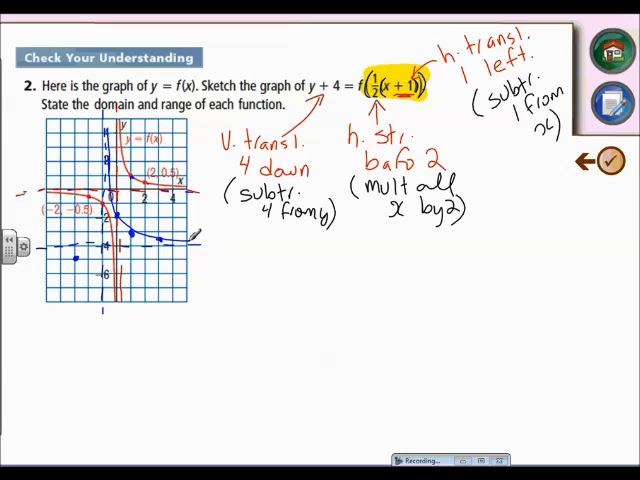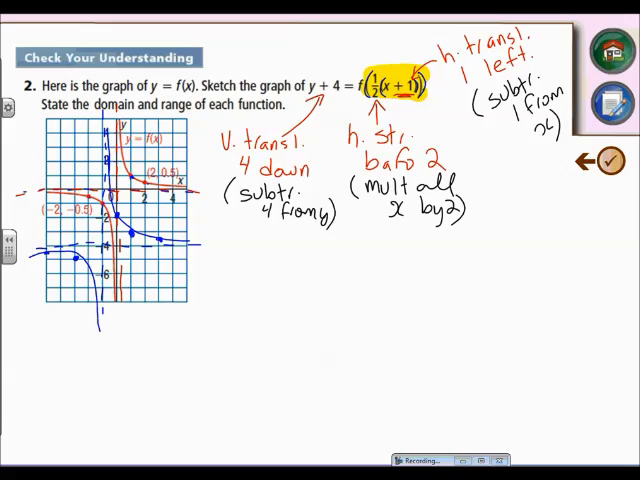Take the next one. It's at negative 2 and negative 0.5. Multiplied by 2 gets me to 4, negative 4. 1 to the left, and 4 down. 1, 2, 3, 4. And it's right in the middle of those ones. Same thing. Connect our dots, looking at our asymptotes. Now we've got it drawn.